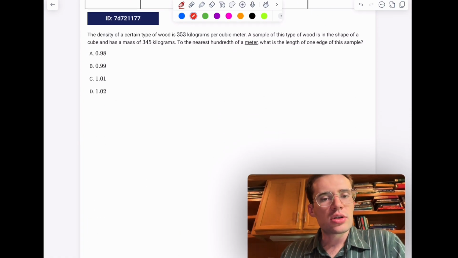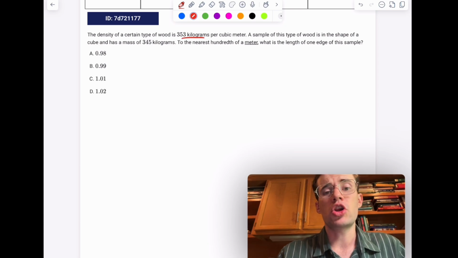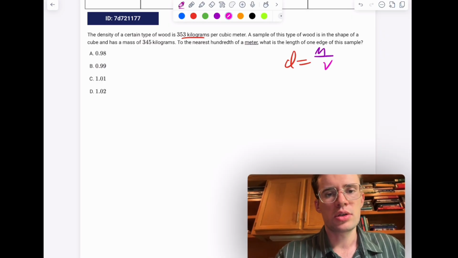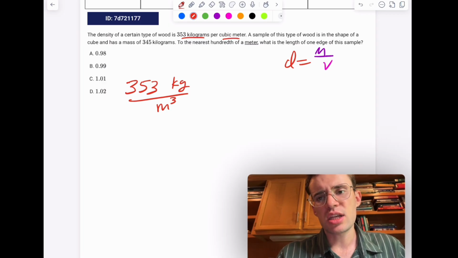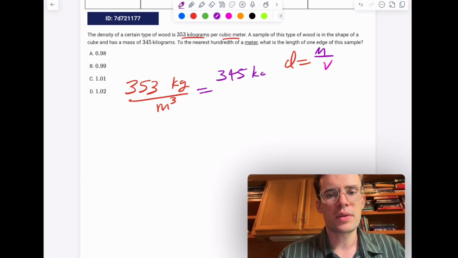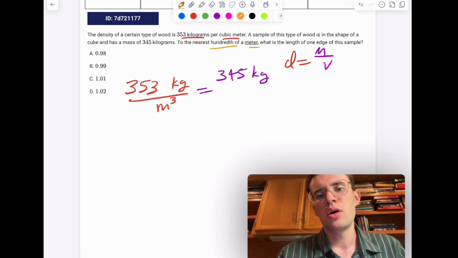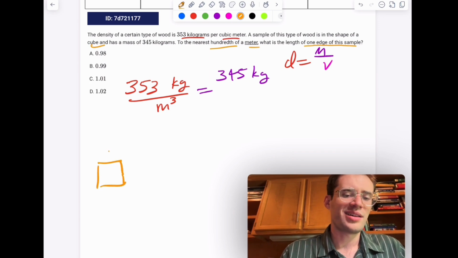The density of a certain type of wood is 353 kilograms per cubic meter. Okay, so density equals mass divided by volume. They gave us the density, 353 kilograms per cubic meter, so per meter cubed. A sample of this type of wood is in the shape of a cube and has a mass of 345 kilograms. So they gave us the mass this time. And to the nearest hundredth of a meter, what is the length of one edge of this sample? Yeah, it's a cube, right? So they made it a little bit more annoying.